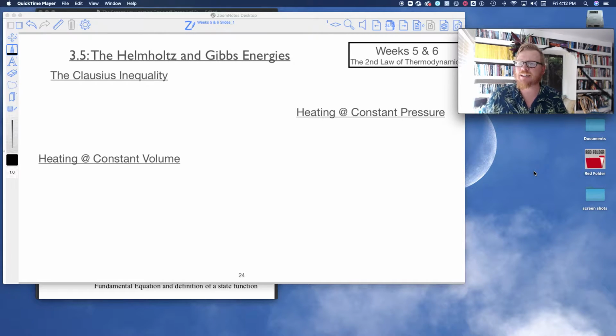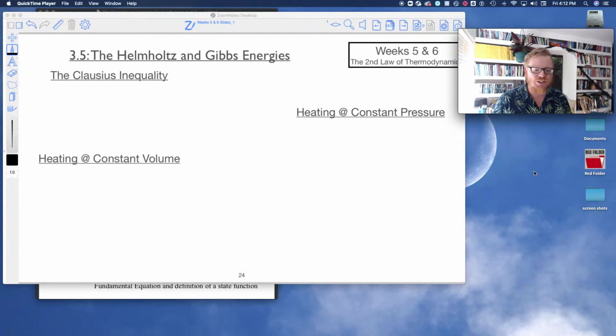Folks, exciting stuff, really exciting stuff. We're getting into now the Helmholtz and the Gibbs. And this is exciting because in a lot of your classes, you've talked about Gibbs. You haven't talked about Helmholtz at all, but they're closely related to each other. But now we're going to see where these come from.